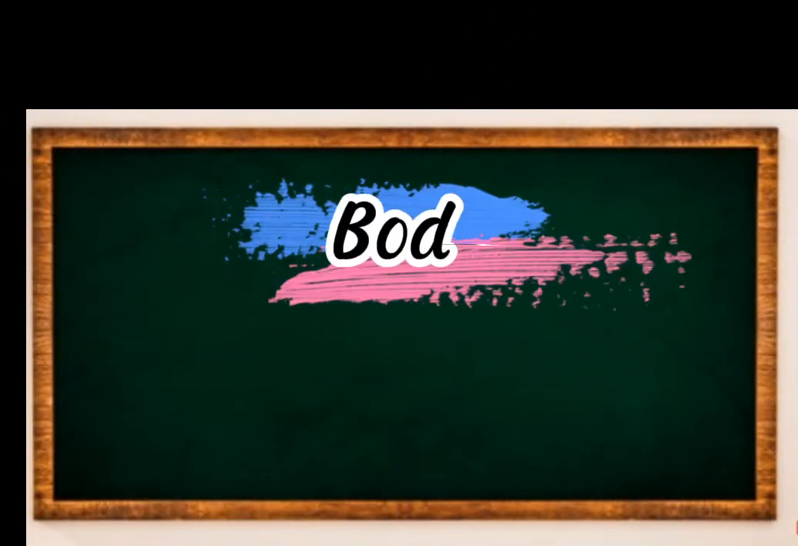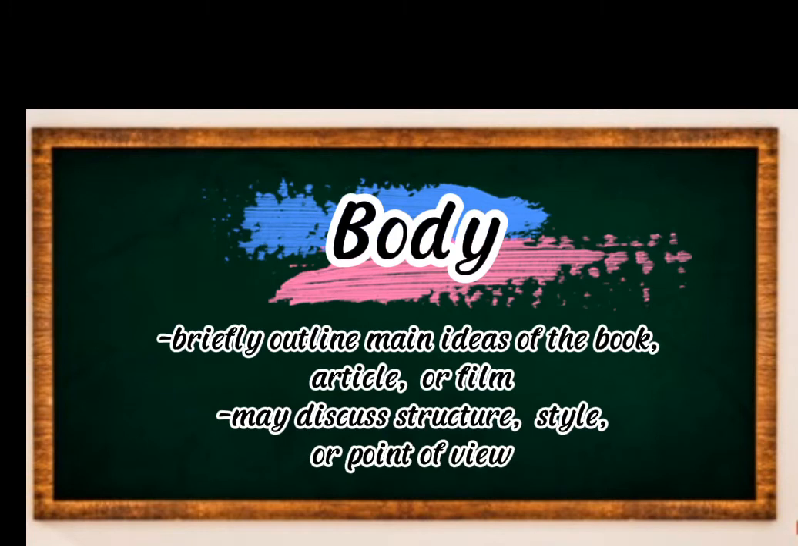Next is the body part. In the body, you have to briefly outline the main ideas of the book, article, or film. It should involve who, what, where, when, why, and how. And you may also choose to discuss the structure, style, or point of view.